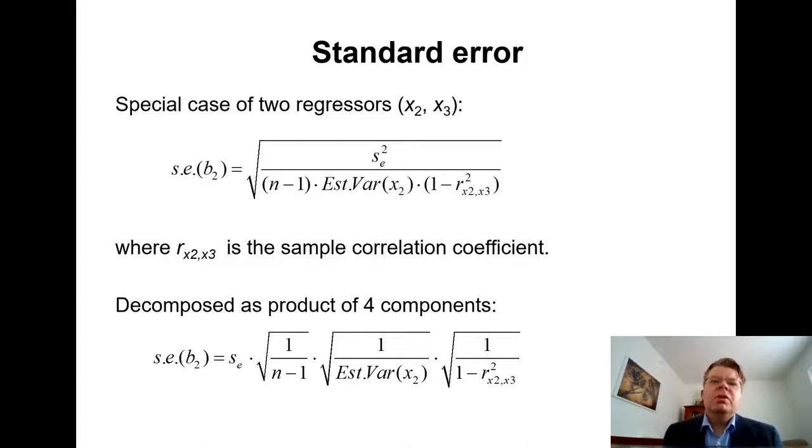The third one is perhaps a little bit counterintuitive, but what about sample variance? If we take the square root of 1 divided by the sample variance of x2, then it is actually a good thing to have as large a variance as possible in my explanatory variable. Notice that when the sample variance of x2 increases, then 1 divided by sample variance decreases, and we have more precise estimates. So from the regression analysis point of view, it's actually good to have as much variation as possible in your explanatory variable.